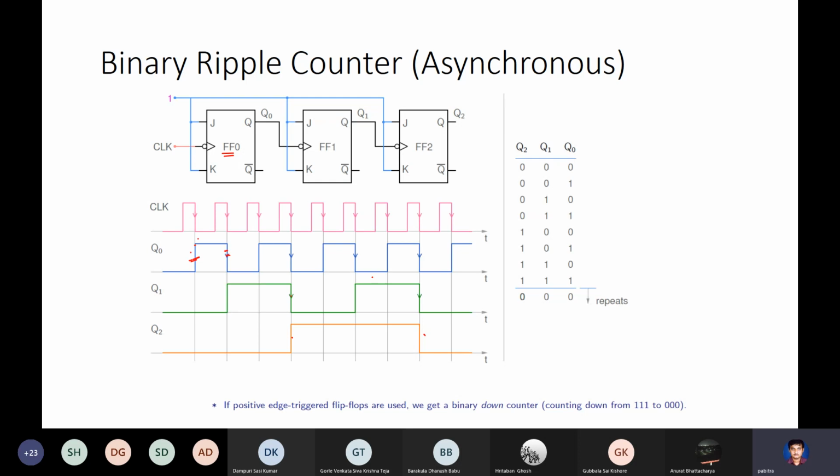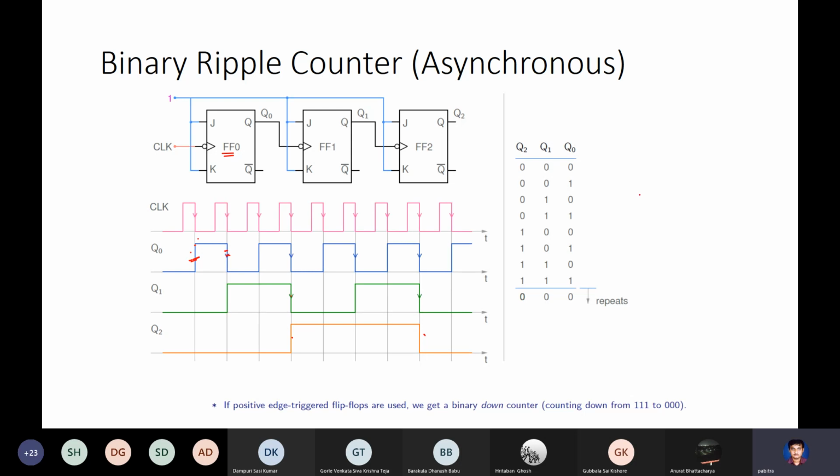Note one thing: if we look at the frequency of the clock and the frequency of these pulse trains, you will see that if the clock has a frequency f, Q0 has a frequency f by 2, Q1 has a frequency f by 4, and Q2 has a frequency f by 8. So using this kind of ripple counter, you can have a clock with a reduced frequency if that is required.